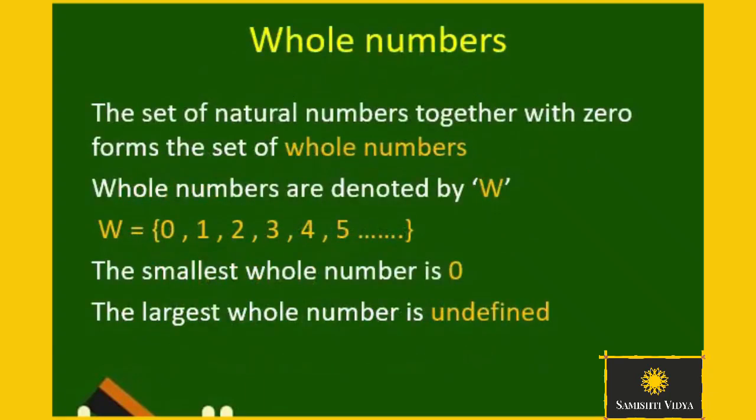Next comes the set of whole numbers. So, what are whole numbers? The set of natural numbers together with 0 forms the set of whole numbers. They are denoted by capital W. The smallest whole number is 0 and the largest whole number is undefined.